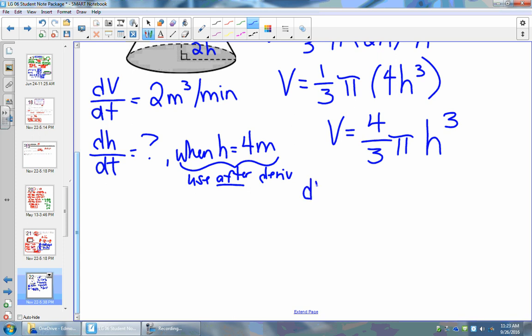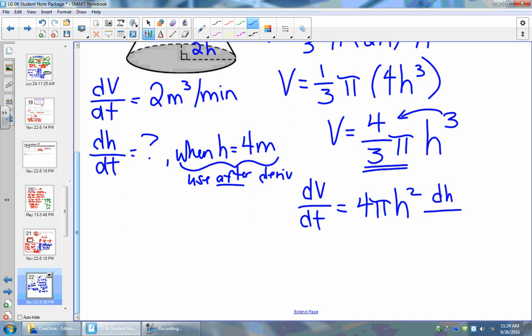So dV over dt equals, this is a coefficient. So basically I'm taking that h cubed, I'm timesing the 4 over 3 pi by 3. Okay, so I'm timesing that by that, which is obviously just going to result in 4 pi. And then I've got h squared. And then I need to take the derivative of h, which remember was dh over dt.